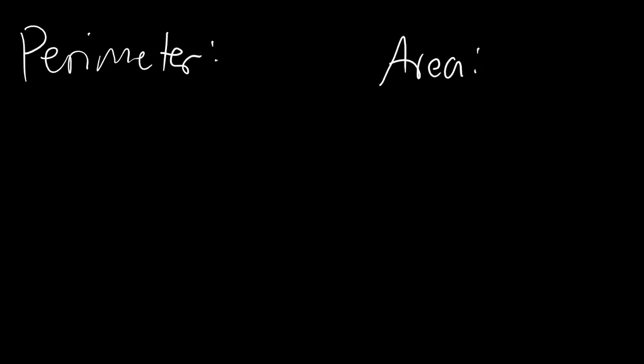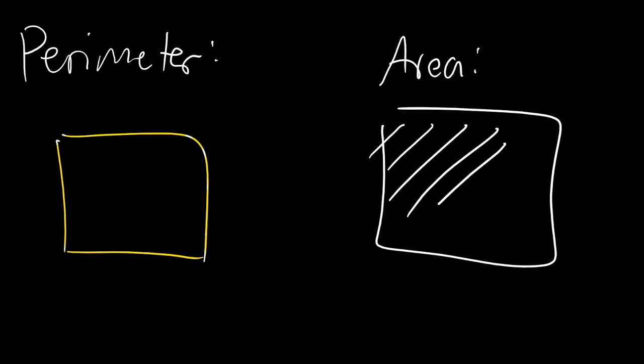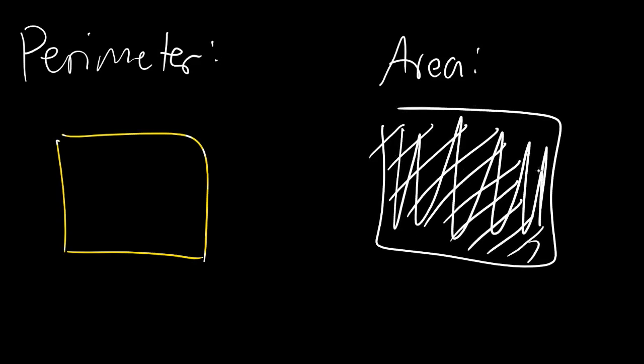So what is perimeter and area? Perimeter you can think of as the outline, so this yellow part here, while area is the space that it covers, so all the space in between. Using the perimeter as the walls and the area as the actual room.